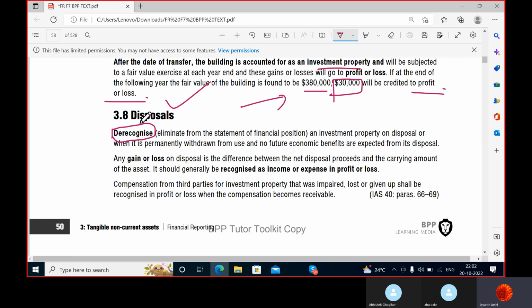That means you have to remove that property from your balance sheet. Why? Because now you don't use it. You're not using that. And since you are selling it, you may have got some gain or loss. So that you have to account in the SOPL, that means statement of profit or loss.